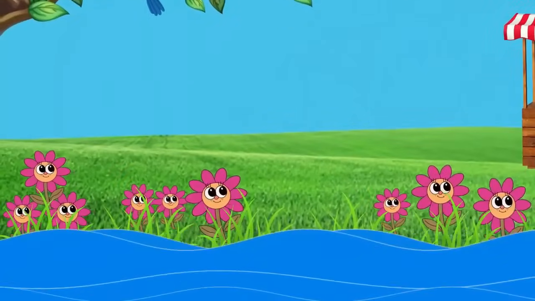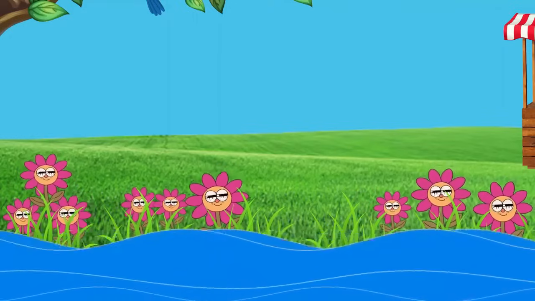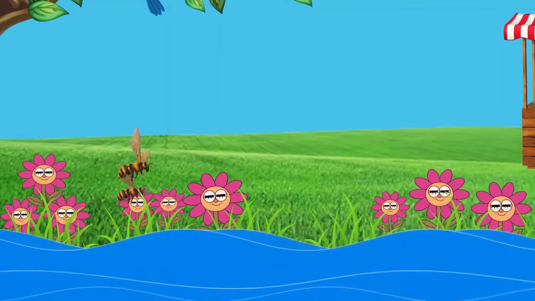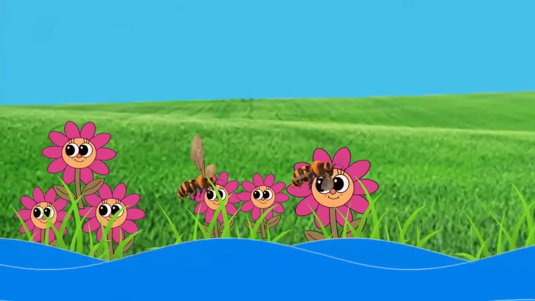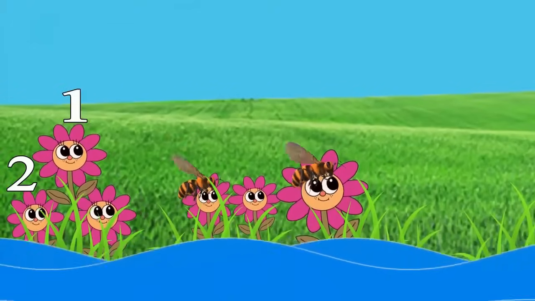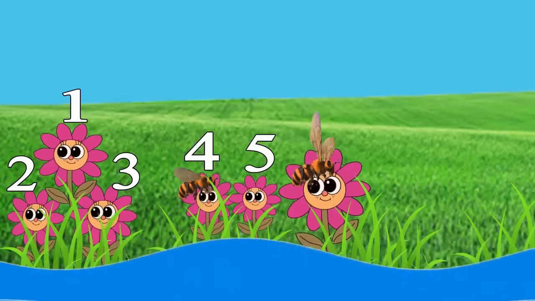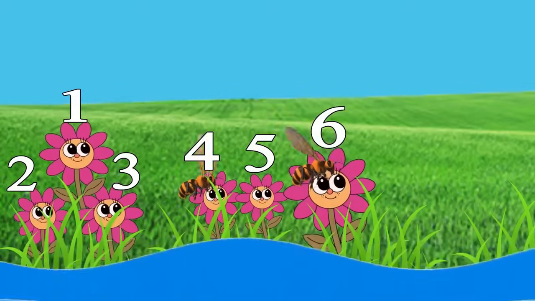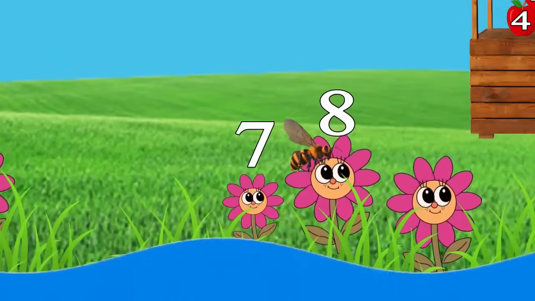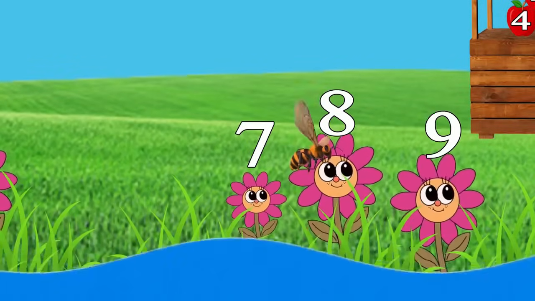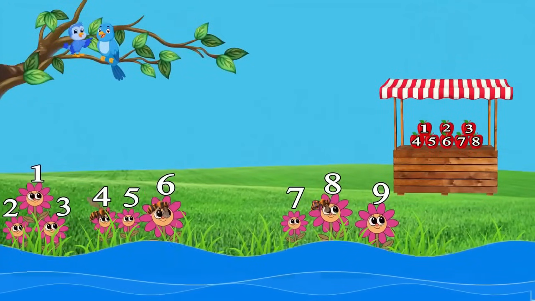Flowers are dancing. They are so beautiful. Some bees are also waggling. 1, 2, 3, 4, 5, 6, 7, 8, 9. 9 flowers, some big and some small.